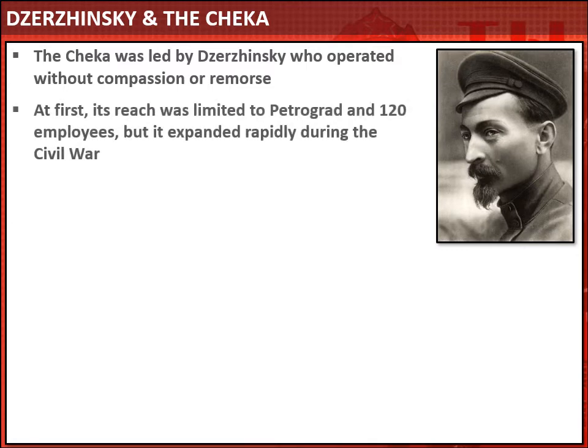Now, at first, in these early months, the Cheka's reach was very, very limited. They only really operated in Petrograd, and they only had about 120 employees. But during the Civil War, we'll see later that the Cheka expands.